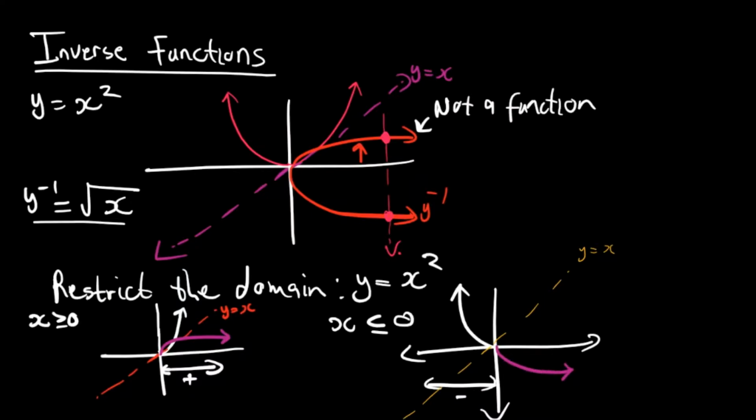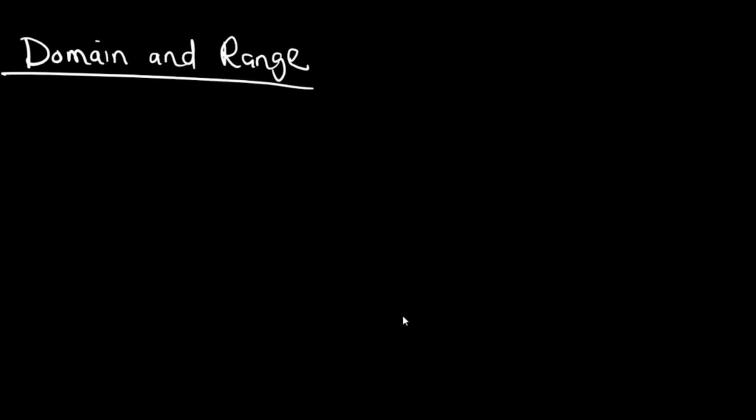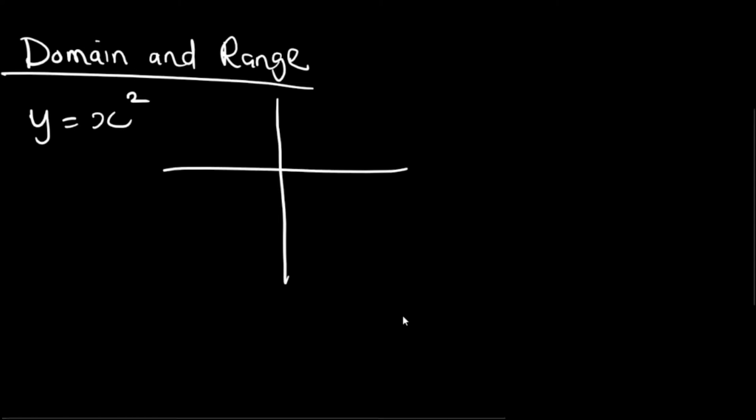Now your inverse is a function when x is greater or equals to 0 or x is less than or equals to 0. Now we want to find the domain and range of the function. So let's say we have y is equals to x squared, which if we draw, it's going to look like this.